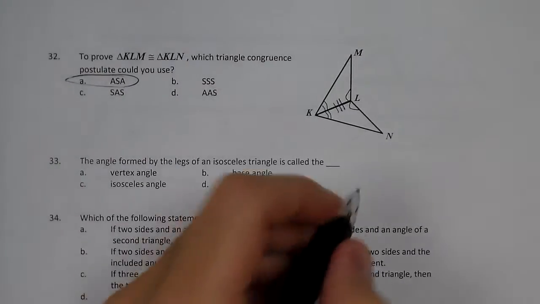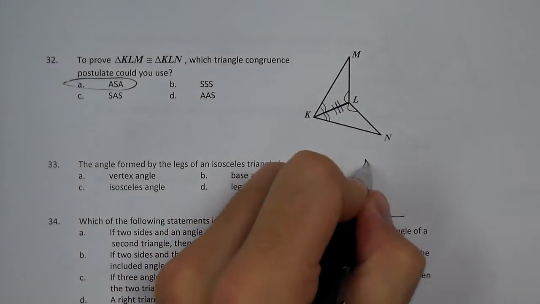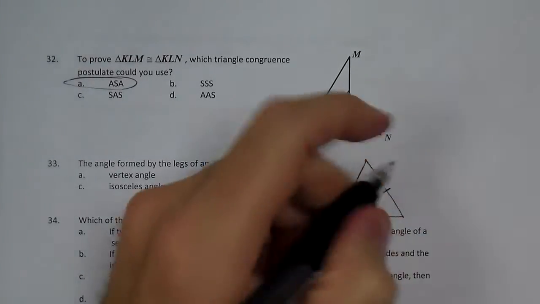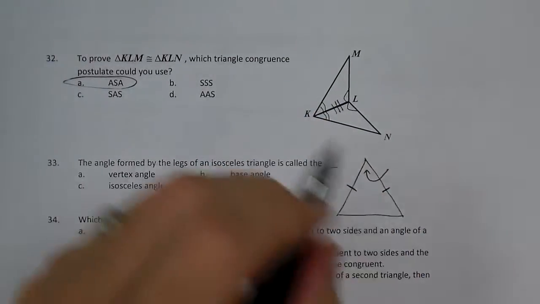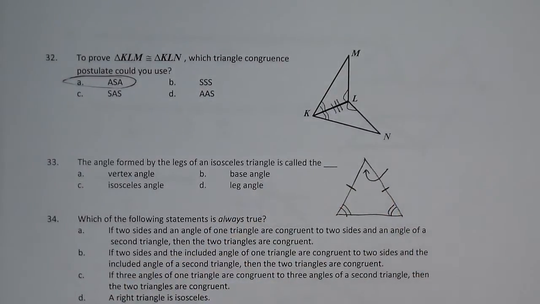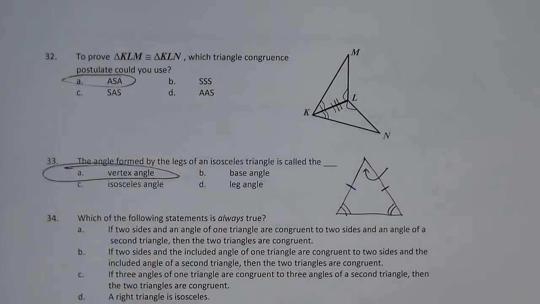33, an angle formed by the legs of an isosceles triangle. So the legs in the isosceles triangle are those two. We need to know what this angle is called. Now it's not the base angles. Those would be the ones where there's multiple of them and not just one. It'd be the one at the top. We call it the vertex angle.